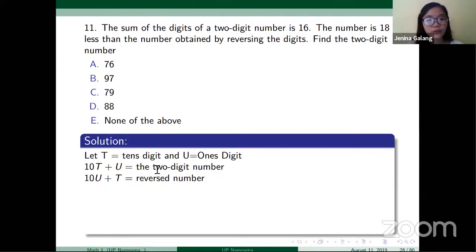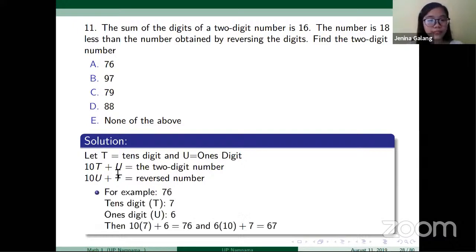We can represent the two-digit number by 10t plus u and the reverse number by 10u plus t. So, for example, meron tayong number na 76. So, yung t natin here is 7 and yung u natin is 6. So, the two-digit number is 10t, which is 10 times 7 plus 6. We have 76. And kapag ni-reverse natin yon, we can multiply 10 to u. So we have 60 or 6 times 10 plus 7. We have the reverse number of the 76, which is 67.